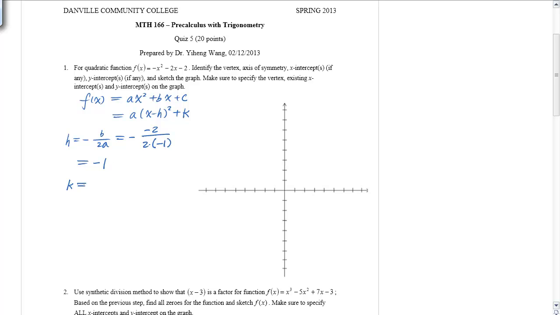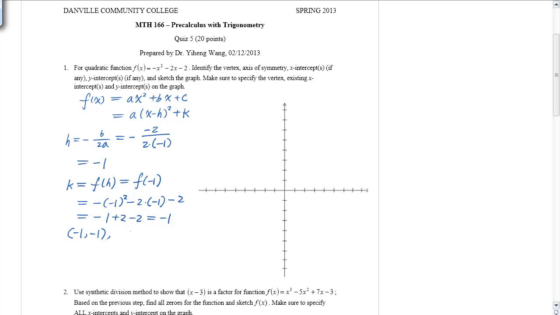And k equals f(h), which equals f(-1). We just need to plug in negative 1 into this equation to evaluate it, and that equals negative 1 squared minus 2 times negative 1 minus 2, which equals positive 1 plus 2 minus 2, equals negative 1. Therefore, the vertex is (-1, -1).